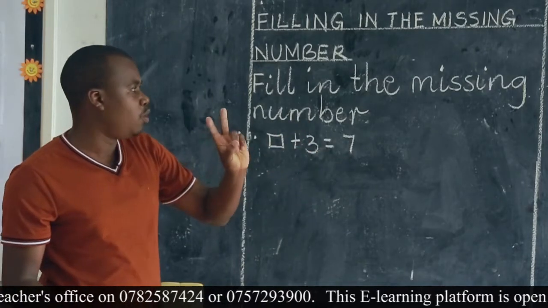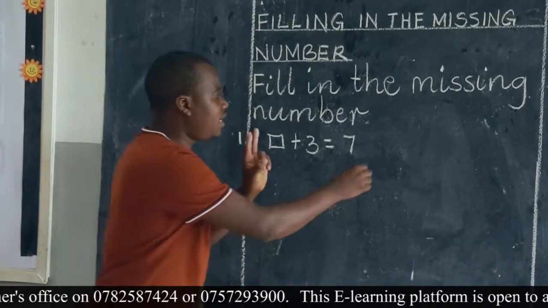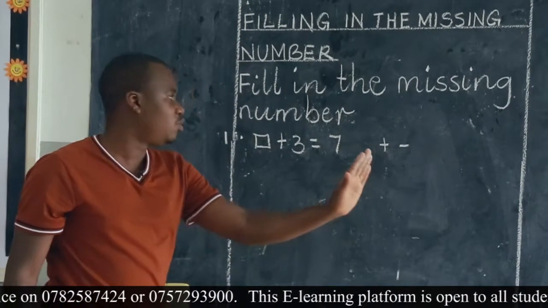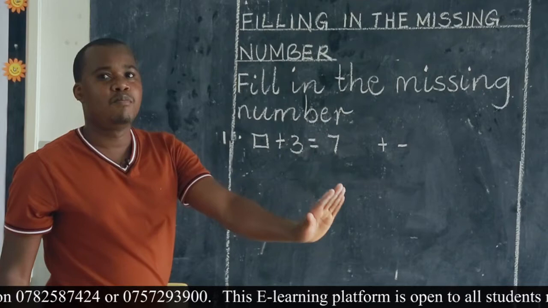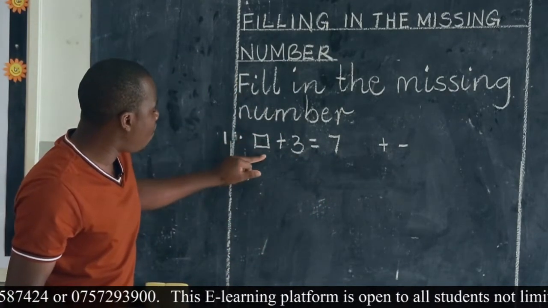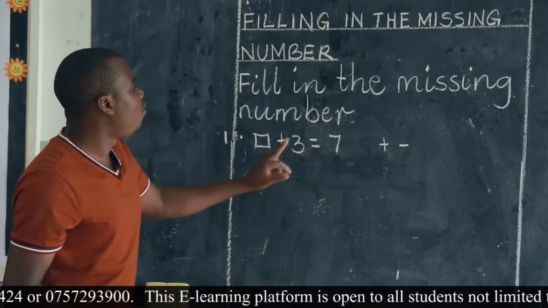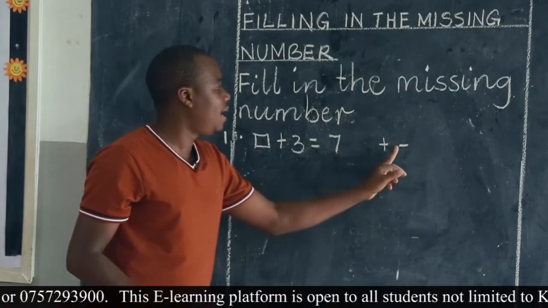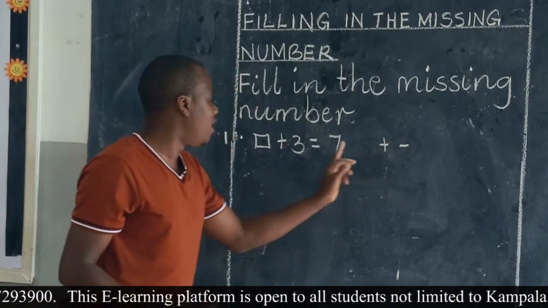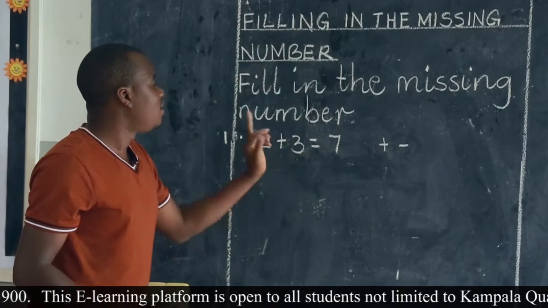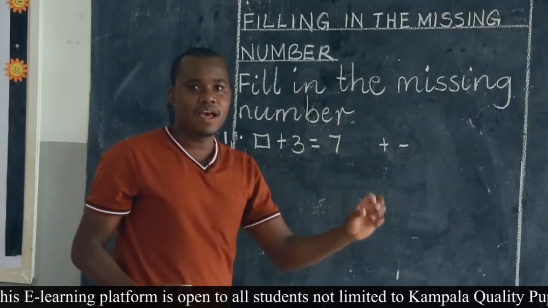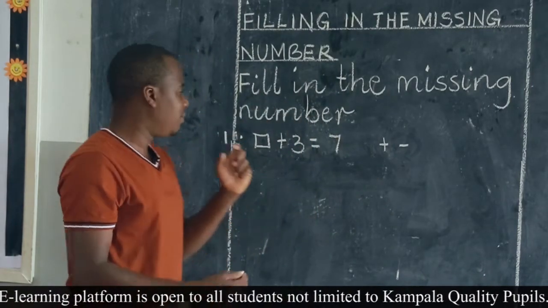Remember in P2, we talked about this. We said plus moves with minus. Then the other two operation symbols also move together. That means if we have plus in our algebraic expression, we shall solve it using minus. So we introduce what we call the additive inverse of plus 3. So what is the additive inverse of plus 3? It will be minus 3.